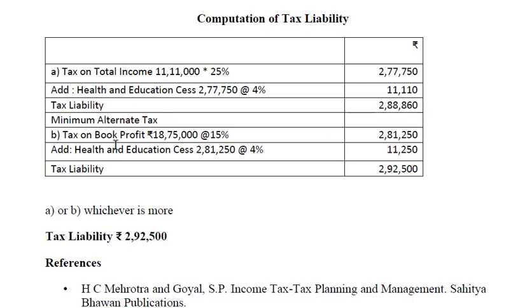Minimum alternate tax, tax on book profit 18,75,000 at the rate of 15%. So on 2,81,250 at the rate of 4%, 11,250, we get the tax liability.